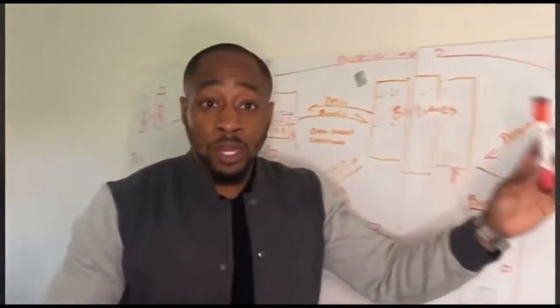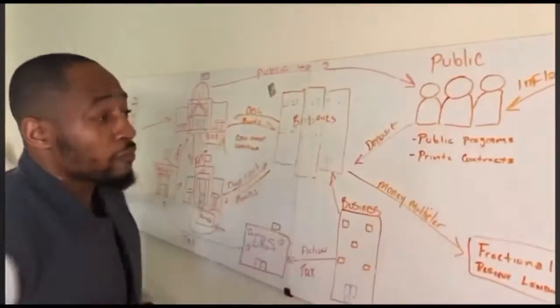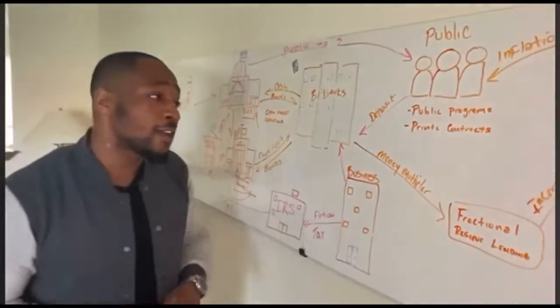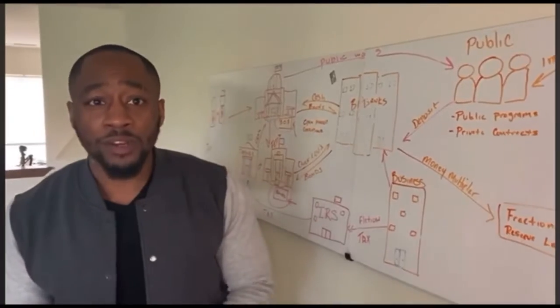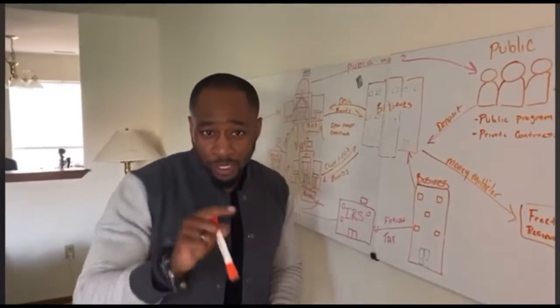But the next step is where it gets even crazier. The government spends the money on public works programs and private contractors. It gets into the hands of the people. Now, what do people do? Well, the first thing you do is deposit the money in your bank account. Here's where the money multiplier really takes effect.